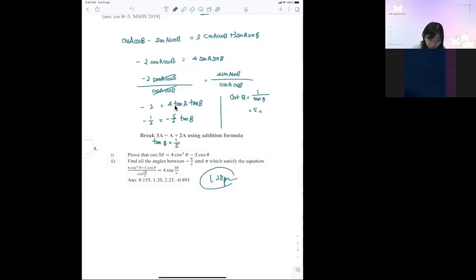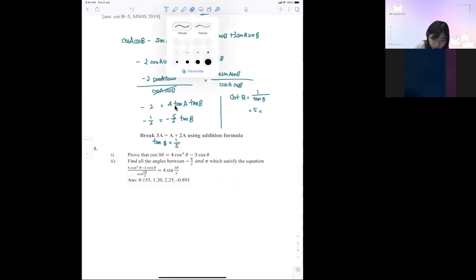Okay, next one. Whenever they say they want proving, every time you see a proving question, you look at the angle. In this case, it's 3 theta. So whenever you see 3 theta, 5 theta, you know that we must use the addition formula. If you see half A, 2A, 4A, then we use the double angle formula. So the rule about the addition formula is that A and B cannot be the same. You cannot split it like that.